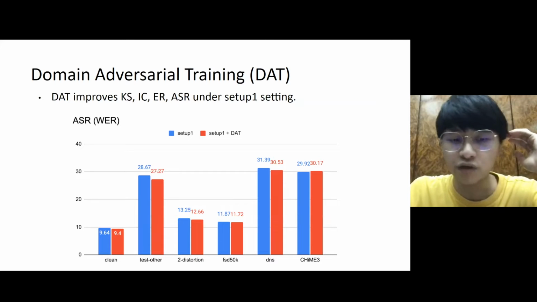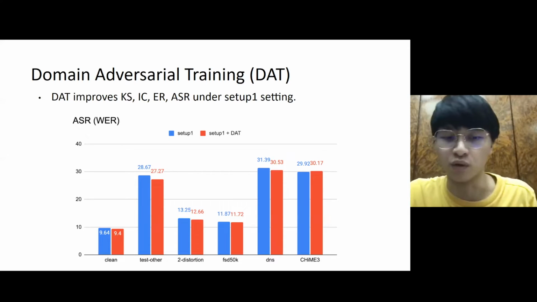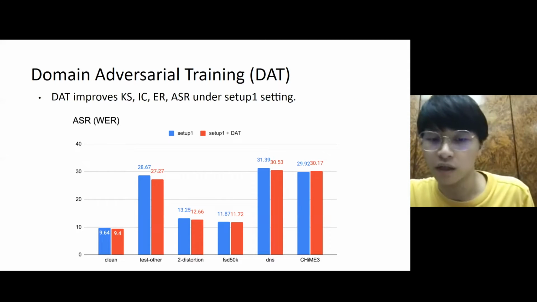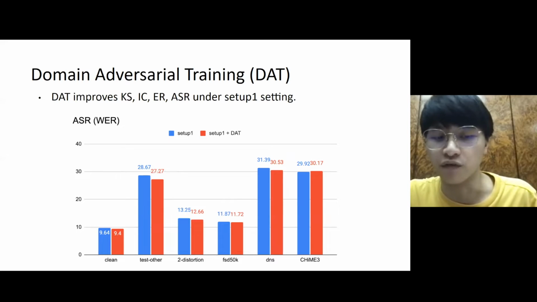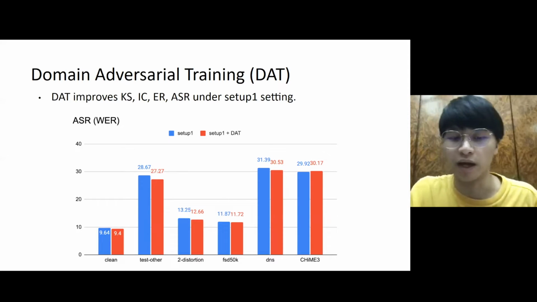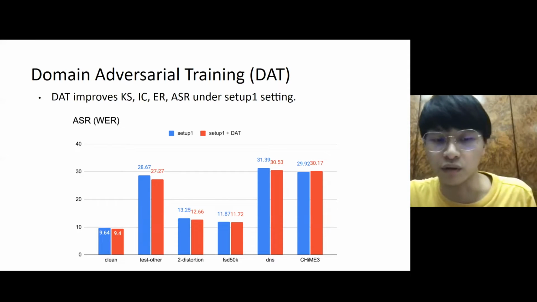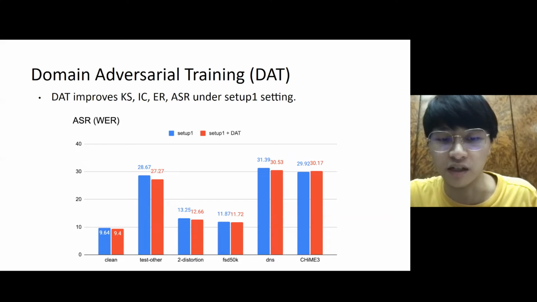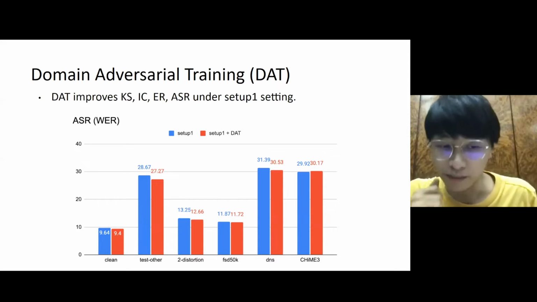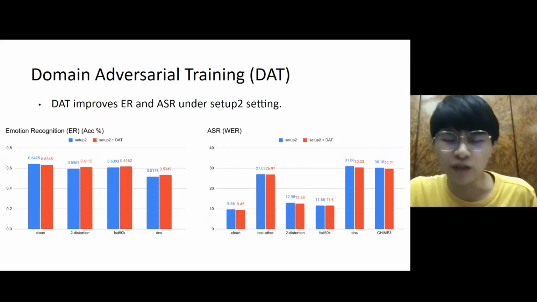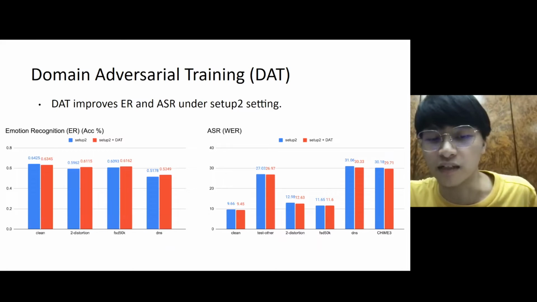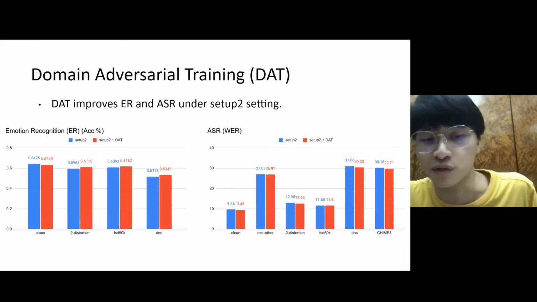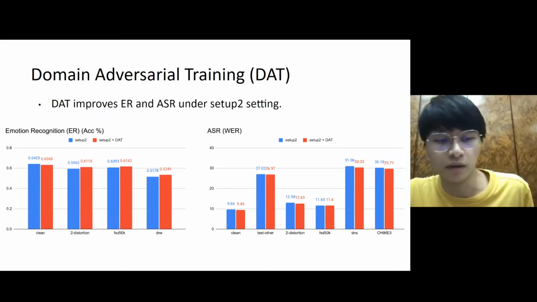And we also apply domain adversarial training along with cross-distortion mapping. And for ASR, domain adversarial training further improves the performance a bit. And similar results are also found for tasks such as KS, IC, and ER. Next page. And domain adversarial training also improves under the second setup of cross-distortion mapping for emotion recognition and ASR. Next page.